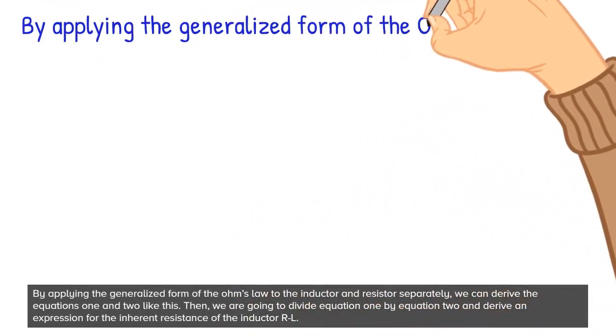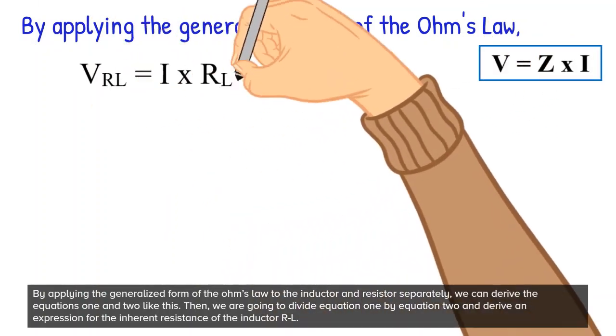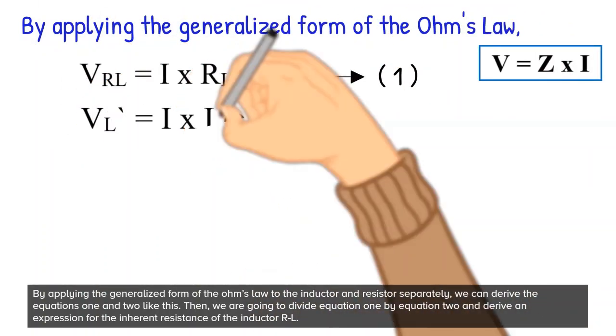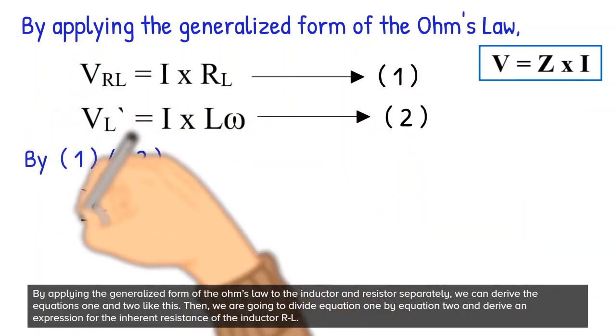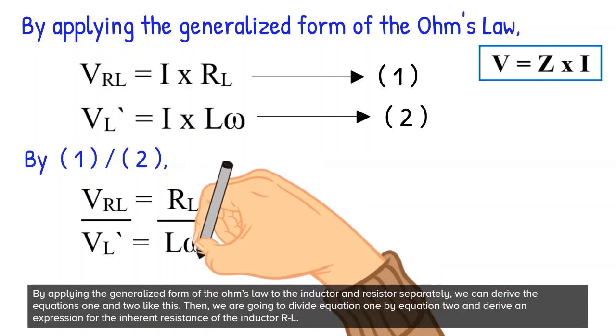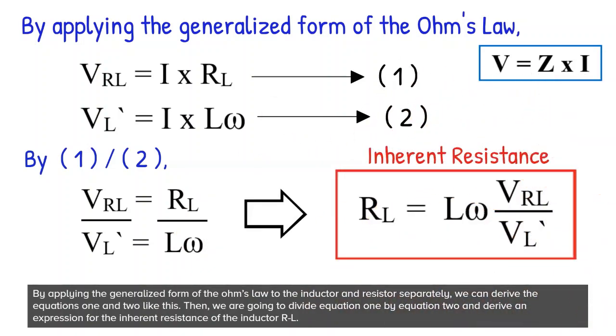By applying the generalized form of the Ohm's law to the inductor and resistor separately, we can derive equations 1 and 2, like this. Then, we are going to divide equation 1 by equation 2, and derive an expression for the inherent resistance of the inductor, RL.